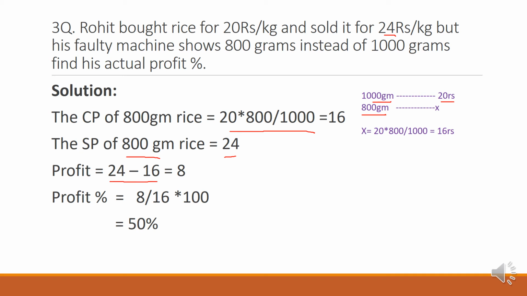Here we have to find the profit percentage. So profit percentage is equal to profit by cost price into 100. 8 by 16 into 100, which is equal to 50%. So his actual profit percentage is 50.